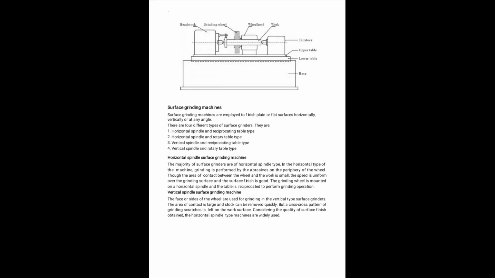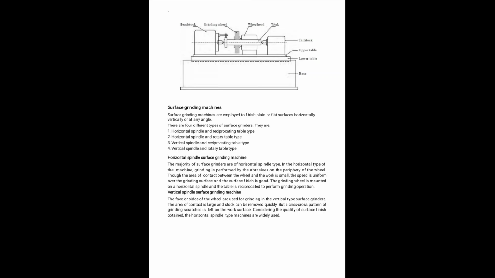The cylindrical grinding machine. The cylindrical grinders are generally used to grind external surfaces like cylinders, tapered cylinders, face and shoulder of work. There are two types of cylindrical grinding machine: external cylindrical grinding machine and internal cylindrical grinding machine. Shown in the figure is the external cylindrical grinding machine.